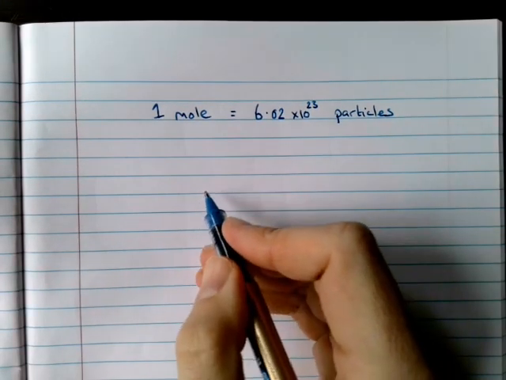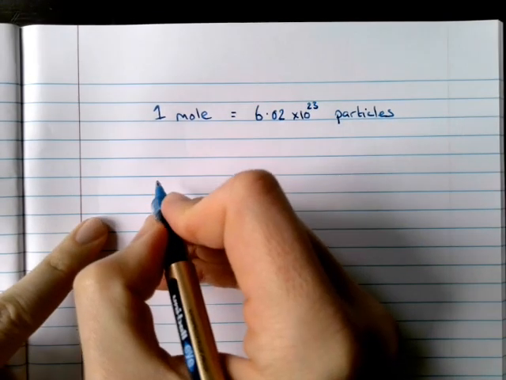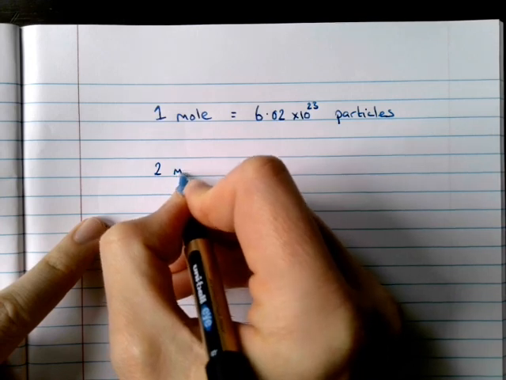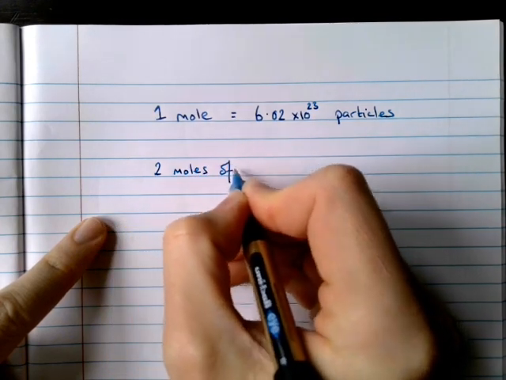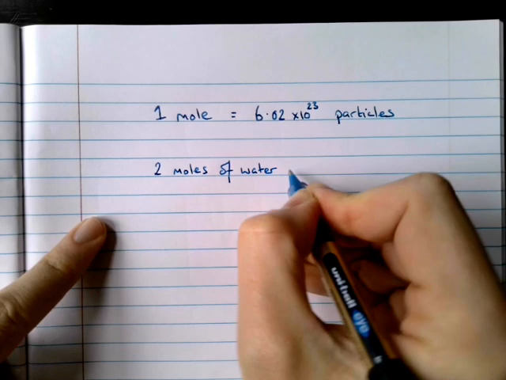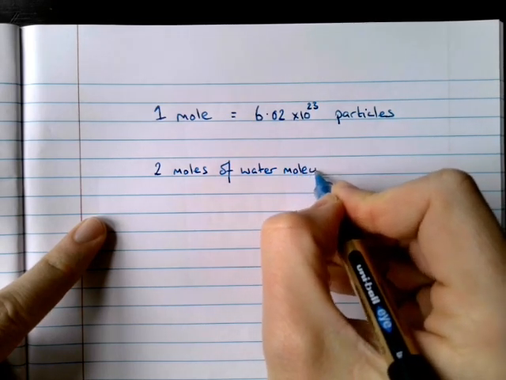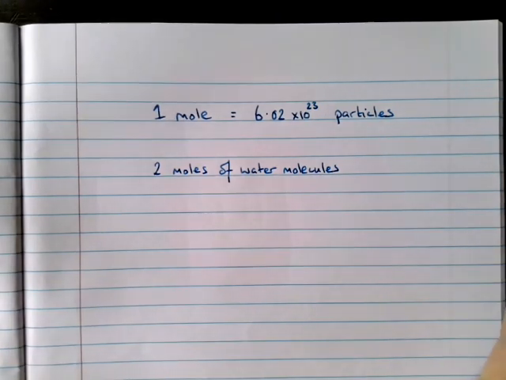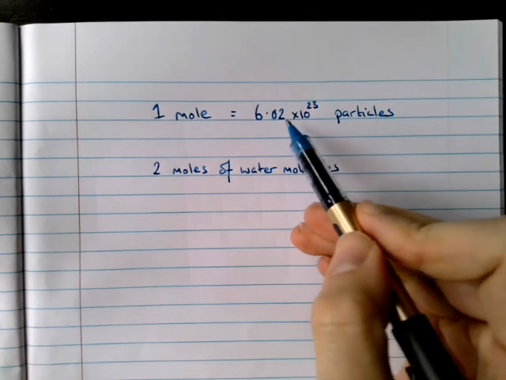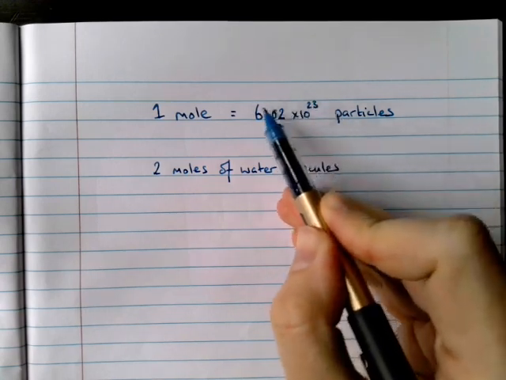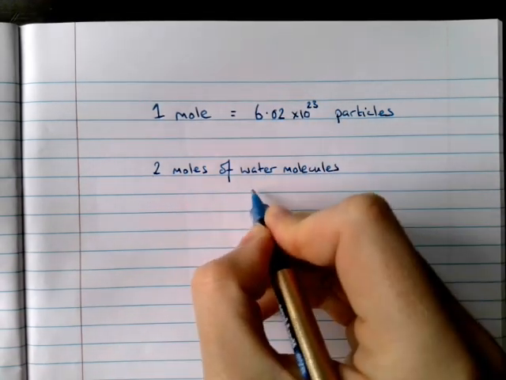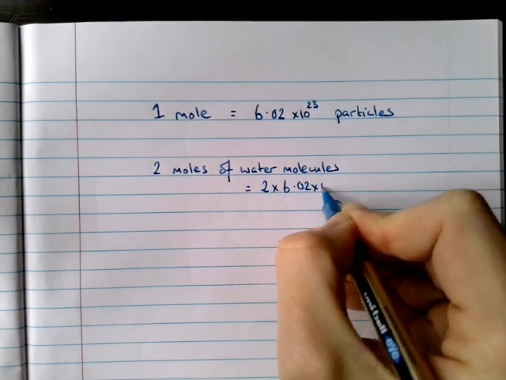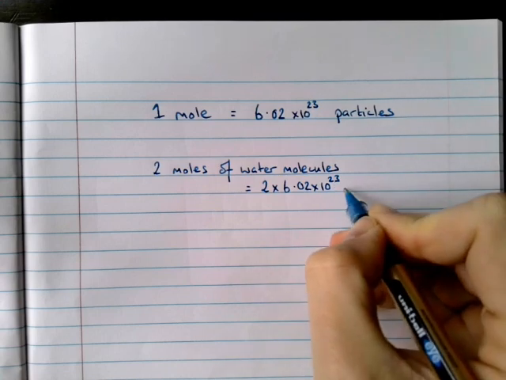So we can treat this number the same way we treated the eggs. Let's say I have 2 moles of water molecules. How many water molecules do I have? Well, I know that 1 mole has this many water molecules, but I've got 2 moles, so it equals 2 times 6.02 times 10 to the 23 water molecules.